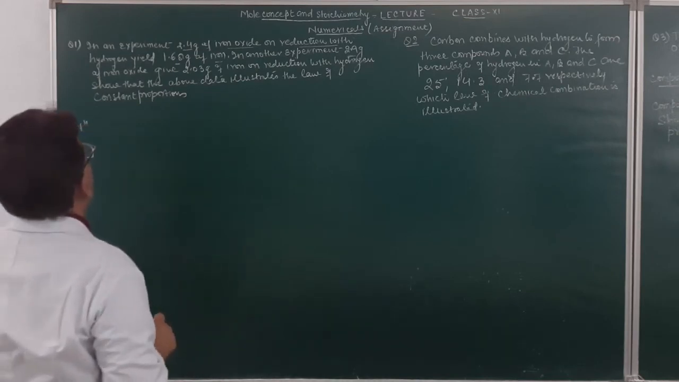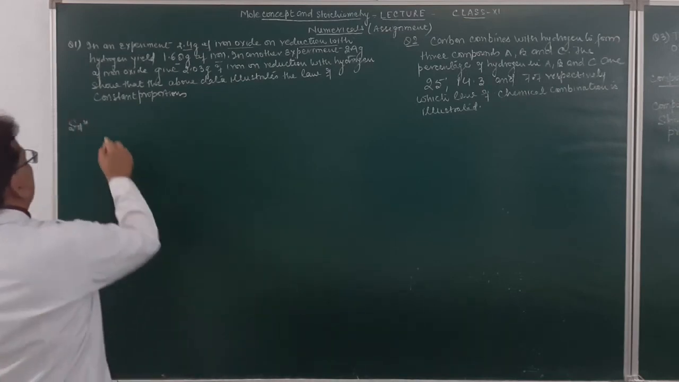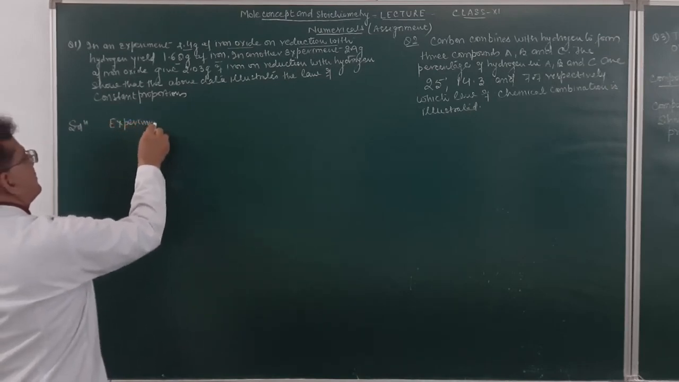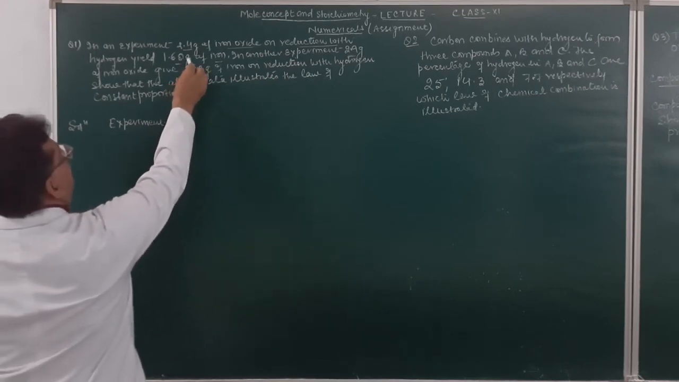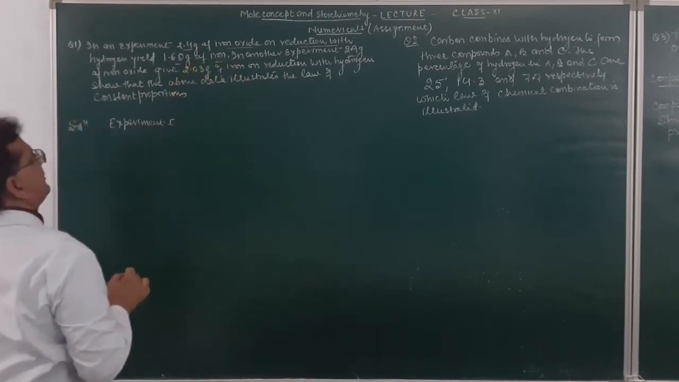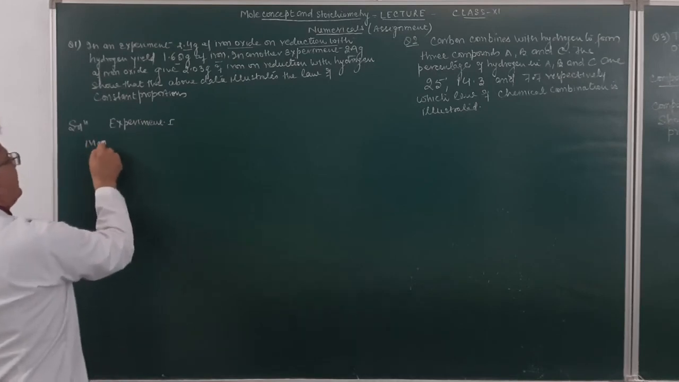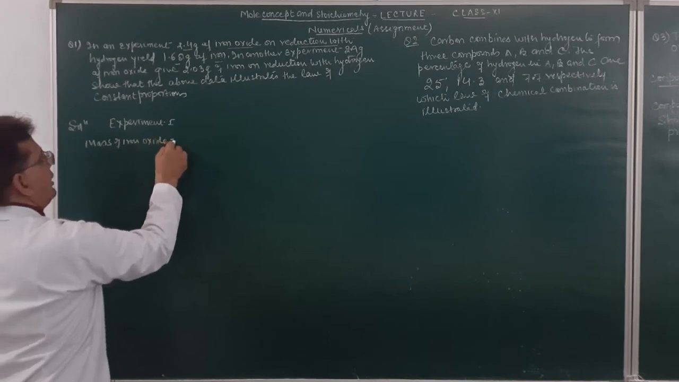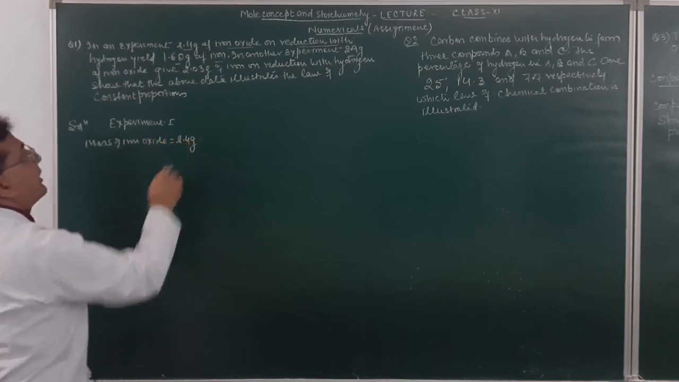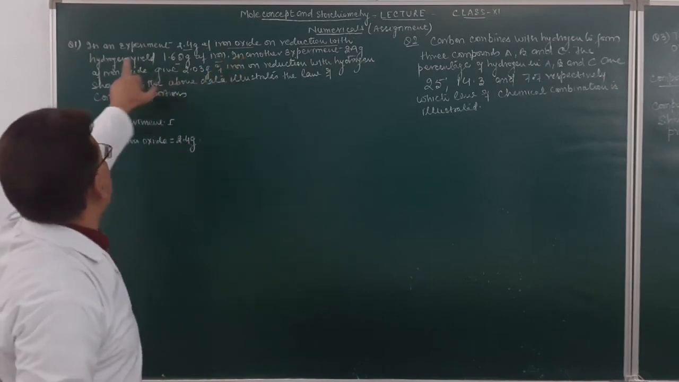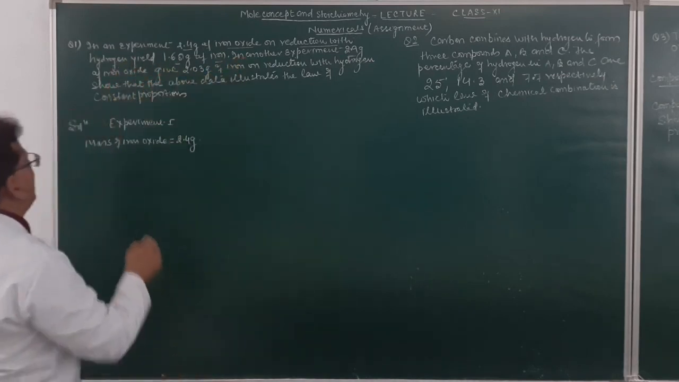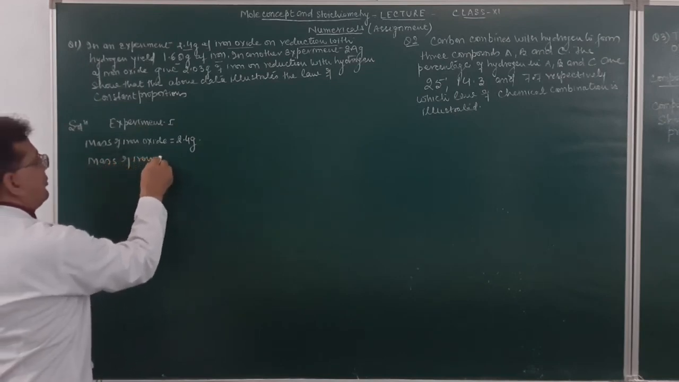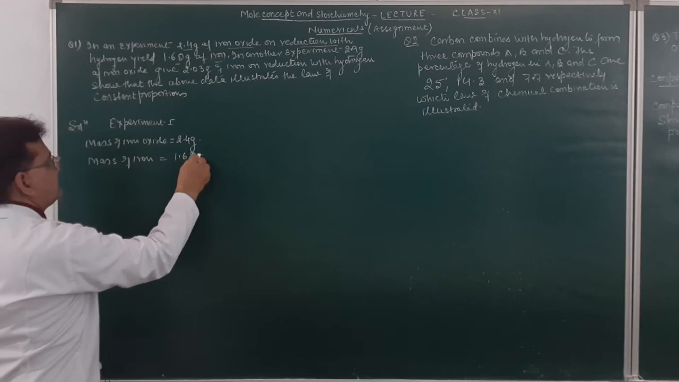it is given that there are two experiments. So if we take experiment 1, 2.4 gram of iron oxide. What is the mass of iron oxide? Mass of iron oxide is given as 2.4 gram. On reduction with hydrogen it gives 1.68 gram of iron. What is the mass of iron obtained over here? Mass of iron will be equal to 1.68 gram.